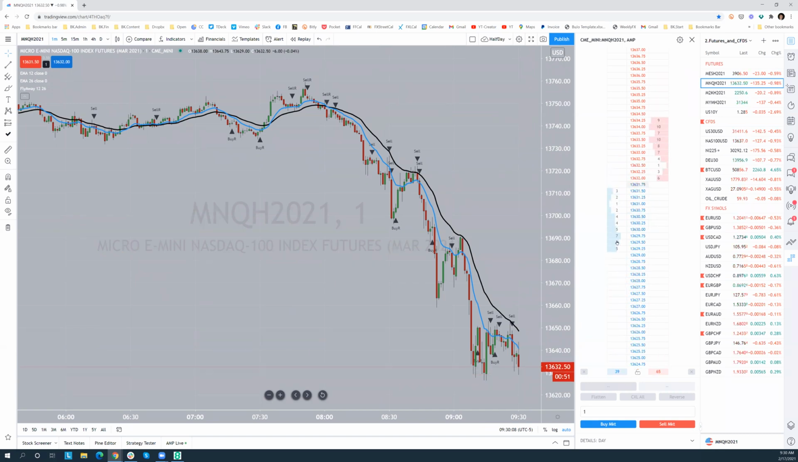What time is it? What time do we have? Where's my... how come I don't have a time here? Oh, at 9:30. Okay. So we are at 9:30. We're going to watch the NAS open here on the opening.